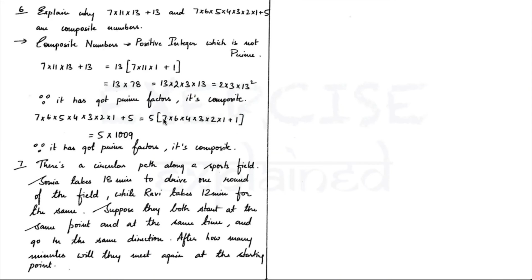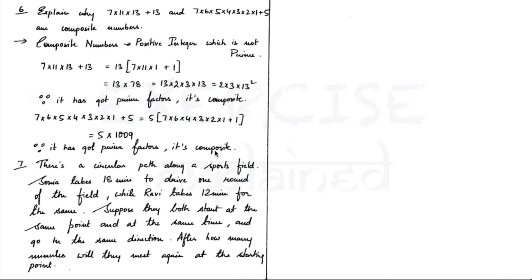So if I multiply 7 into 6 into 4 into 3 into 2 into 1, I get 1008. And if I add 1 to it, I get 1009. So I've written here 5 into 1009. So 1009 happens to be a prime number. So it has prime factors, so it is composite.